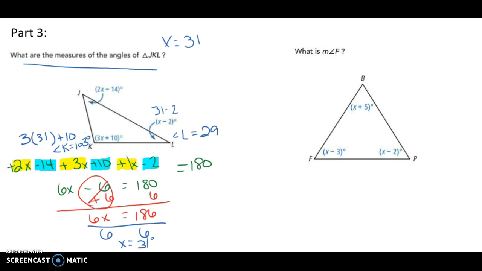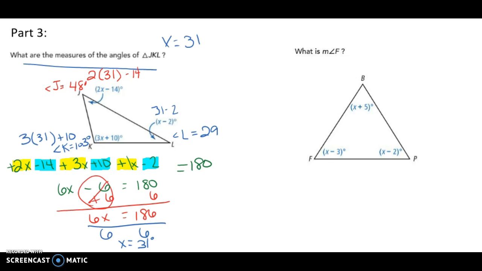Now on this last angle, I could go ahead and drop in my x. So I have 2 times x, which is 31, minus 14. 2 times 31 is going to be 62, minus 14 is going to be 48. So the measure of angle J is 48 degrees.